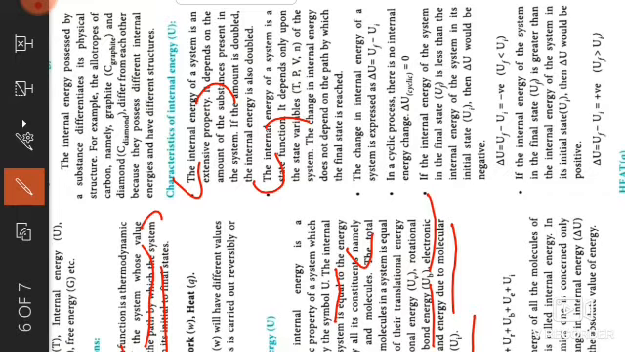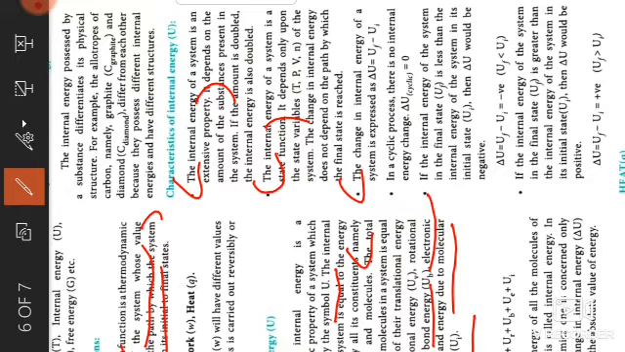Another one is the change of the internal energy of the system is expressed as delta U is equal to UF minus UI. UF means the energy value of final and UI the energy value of initial. So for a cyclic process, there is no change in internal energy, delta U is equal to 0.